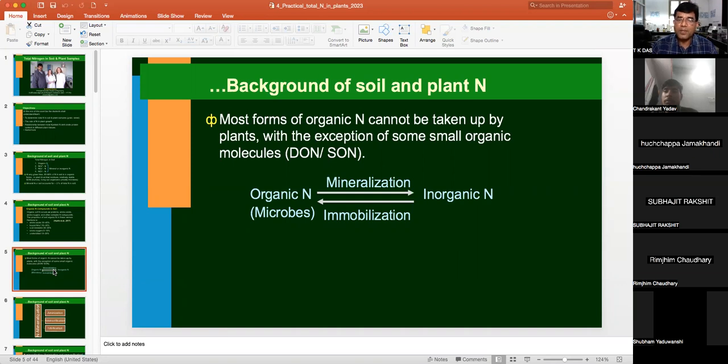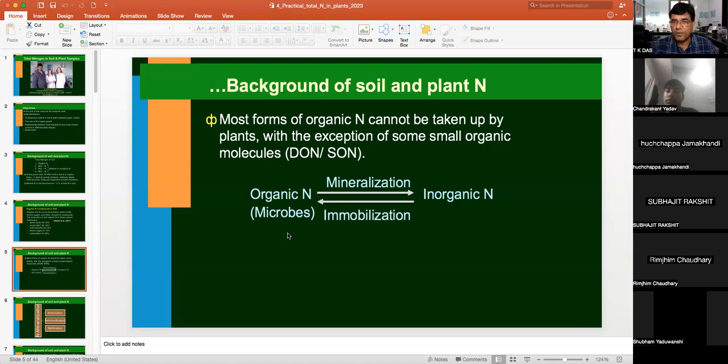But many times, plants can also take up dissolved organic nitrogen or soluble organic nitrogen, which is in the form of amino acids and amino sugars, and maybe some unidentified molecules that can be taken up by plants in organic forms. And you see, organic nitrogen and inorganic nitrogen are in equilibrium, depending upon soil and climatic conditions and also management. So organic nitrogen can be mineralized to inorganic form.